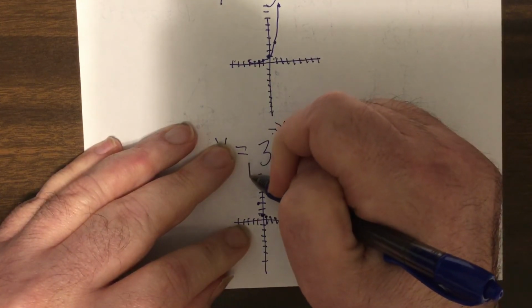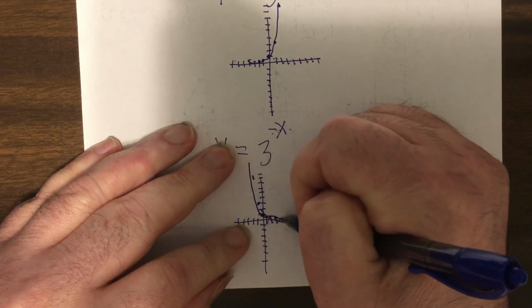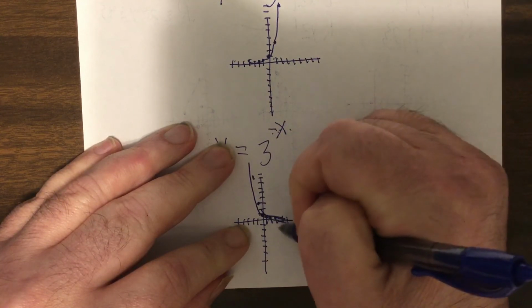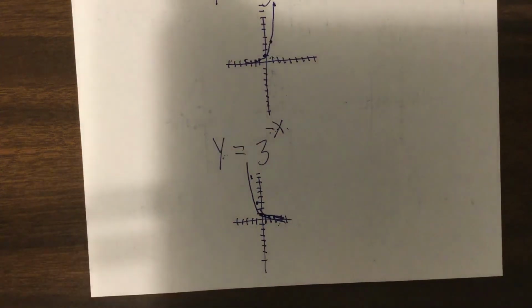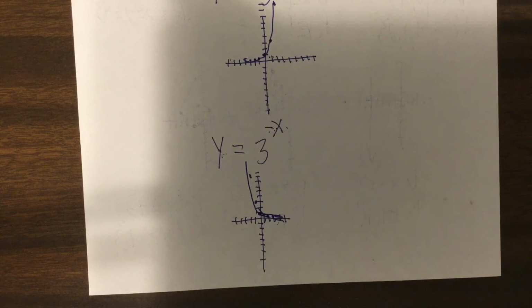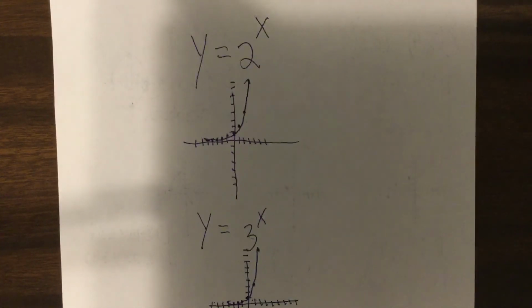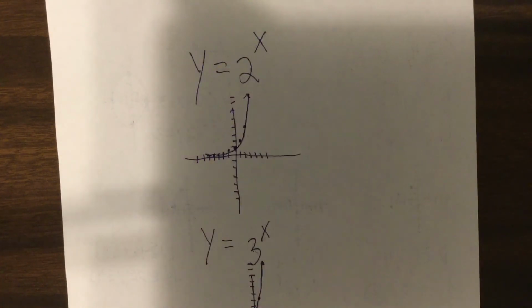So it rotates. It doesn't touch the x-axis. It rotates about the y-axis when you put in a negative. But like I said, that's all I feel like we can really do, just a base to a variable.